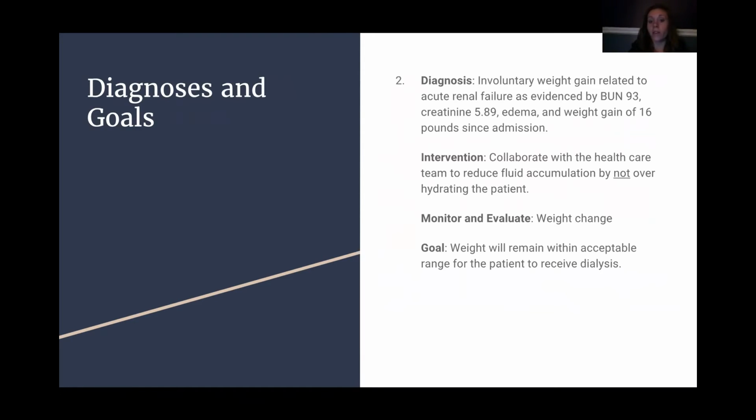Our second diagnosis was involuntary weight gain related to acute renal failure, as evidenced by BUN of 93, creatinine level of 5.89, edema, and a weight gain of 16 pounds since admission. His intervention for this diagnosis was to collaborate with the healthcare team to reduce fluid accumulation by not overhydrating the patient. We monitored and evaluated his weight change, and our goal was that his weight will remain within acceptable range for the patient to receive dialysis.